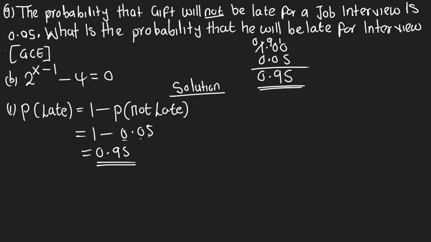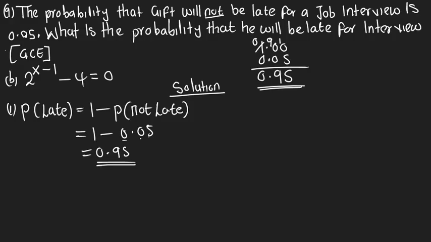Is it mandatory that the probability does not go beyond 1? So probability can be 1 or 0. If it is 1, it may or it may not happen. If it is 0, it will not happen.